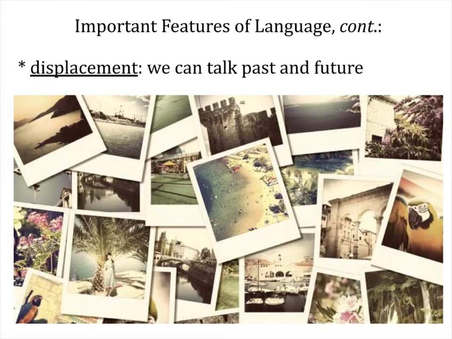The principle of displacement in language enables us to talk about something other than the present moment. We can talk about the past or the future thanks to semantics, and specifically thanks to verb tenses. We can also talk about abstract concepts or people and things that are far away thanks to displacement.